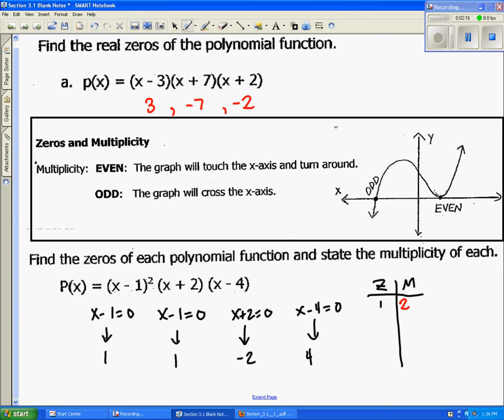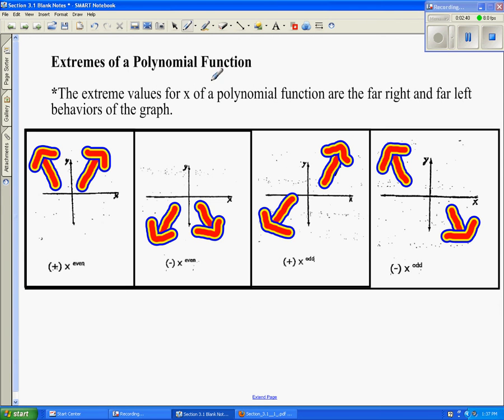So I get 1, negative 2, 4, and then I'm going to say I have 1 twice. I have negative 2 only 1 time, and positive 4 only 1 time. So that's your zeros. List all your zeros, and then list how many times you got that answer, that zero. That's the multiplicity.